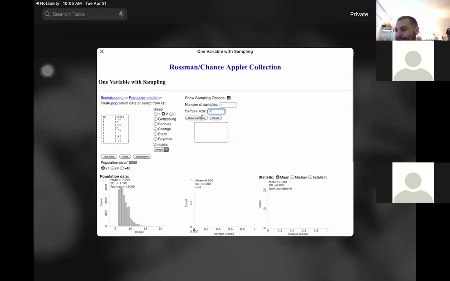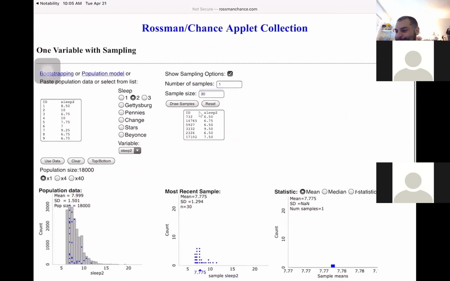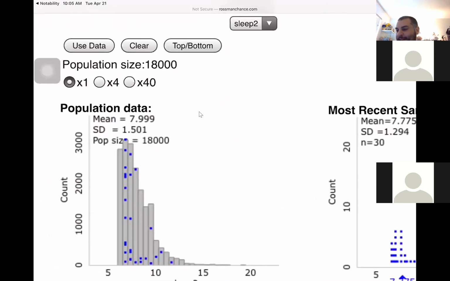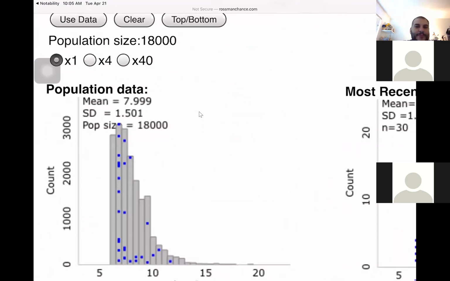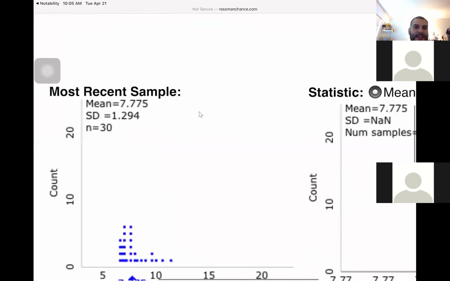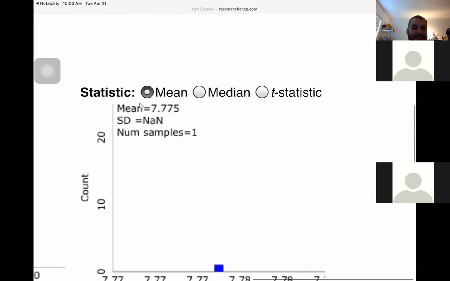So let's go draw sample. Let's go through the process. Here's our population, and we randomly select 30 from this population. These are the 30 that I selected. The mean of those 30 was 7.775, my standard deviation was 1.294, and my n is 30. The only thing I'm going to get from this is my mean, and that's going to be my singular point. That blue dot is one of my points.